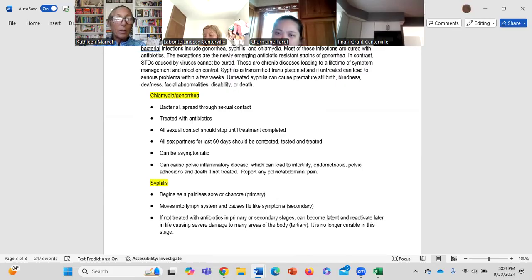You know, for example, with chlamydia and gonorrhea, all sexual contact should stop until the treatment is complete. Sex partners over the last 60 days should be contacted, tested, and treated. It can also cause pelvic inflammatory disease, which, if not treated, can lead to significant reproductive issues.